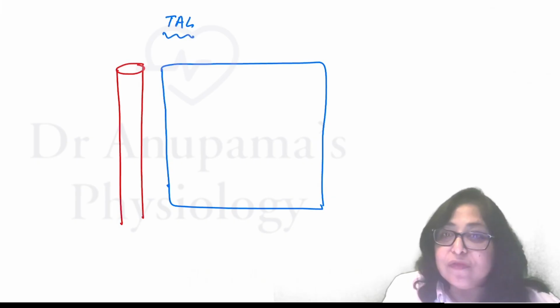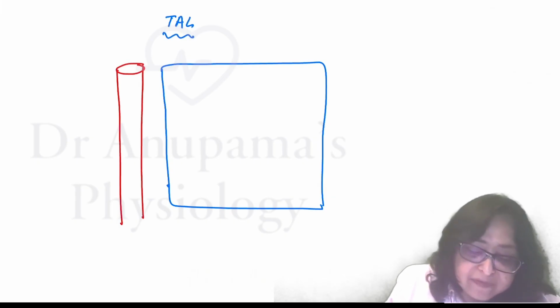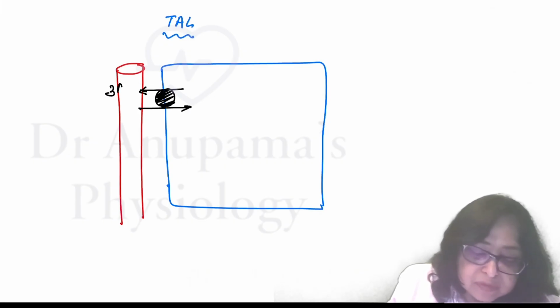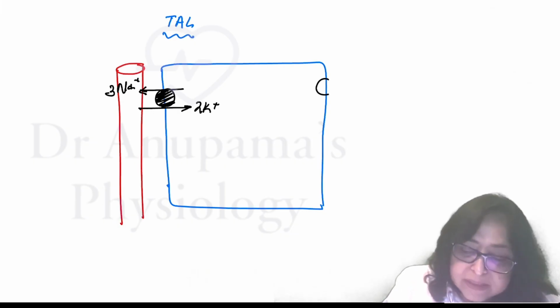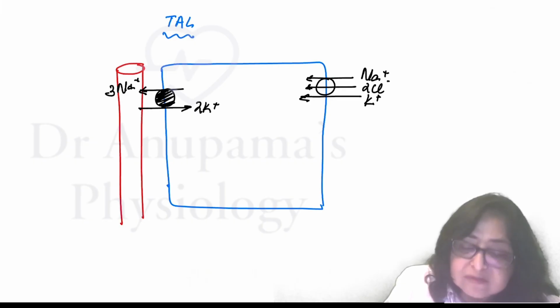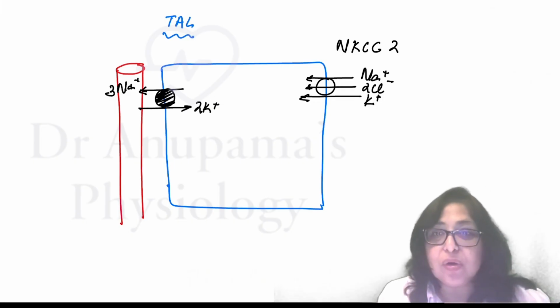So this is a cell of the thick ascending limb. On the basal side we have the sodium-potassium pump, which pumps out 3 sodium and brings in 2 potassium. On the luminal side, you have a Na+ K+ 2Cl- co-transporter, which is also called NKCC2, the sodium potassium chloride co-transporter.